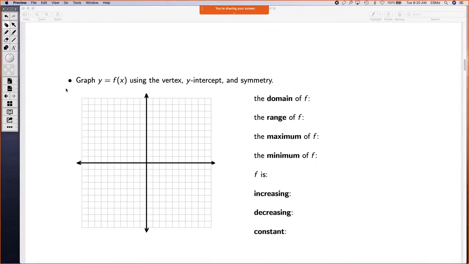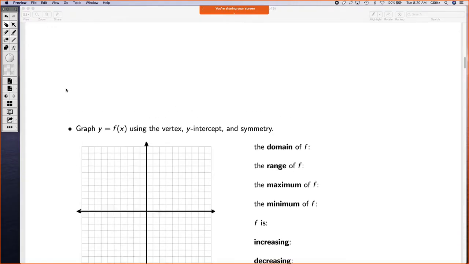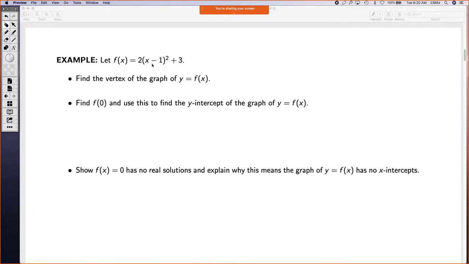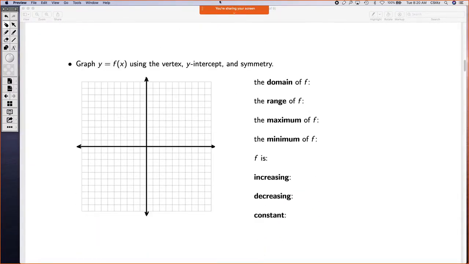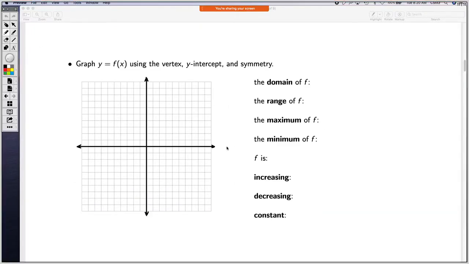Graph f of x using the vertex, y-intercept, and symmetry. Okay, so we're going to graph this thing. The vertex we know is 1, 3. The y-intercept we know is 0, 5. So we'll go 1, 3, that's our vertex. The y-intercept was 0, 5. And we also know that the vertex acts as an axis of symmetry. The x value there acts as an axis of symmetry.